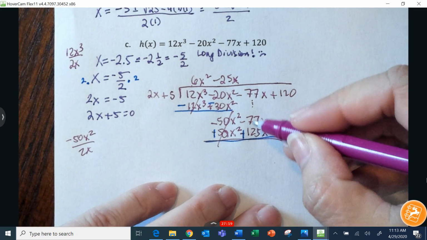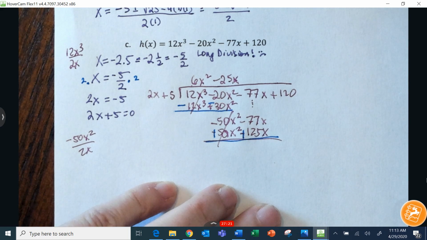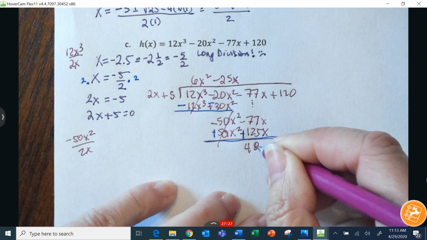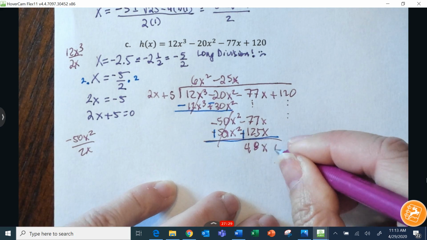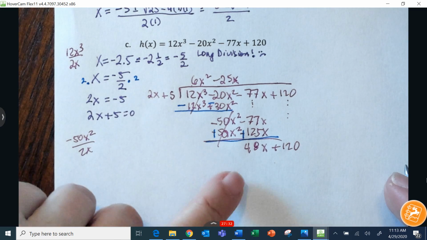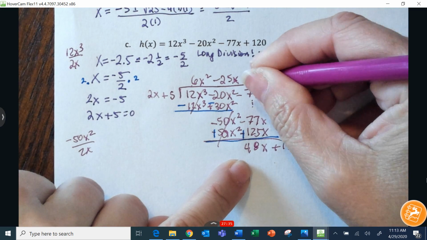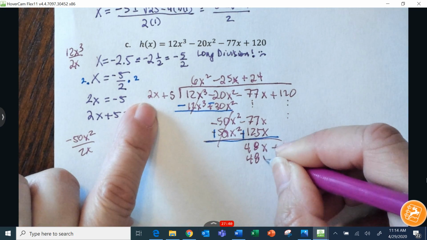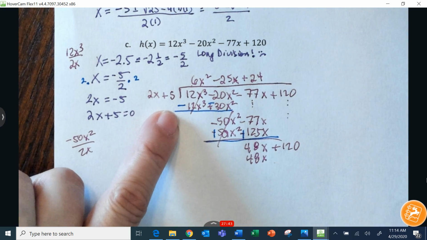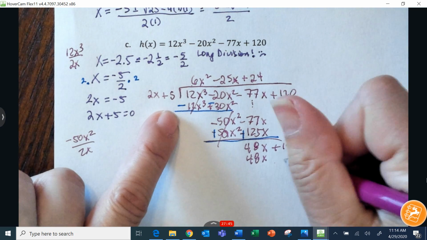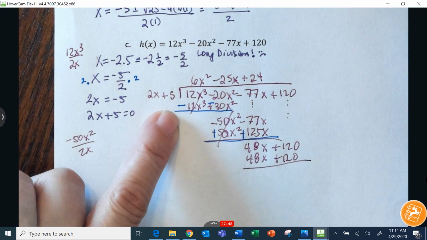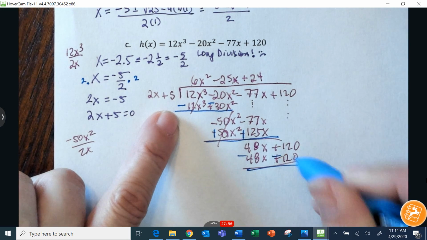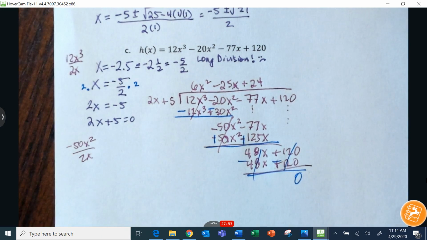Those cancel. And then, what is that? I get 48x. Then we bring down plus 120. And then 2x goes into 48x 24 times. We distribute, we get 48x. 5 times 24 is 120. Draw the line, change the signs, and we get 0. So that tells me I did it right.